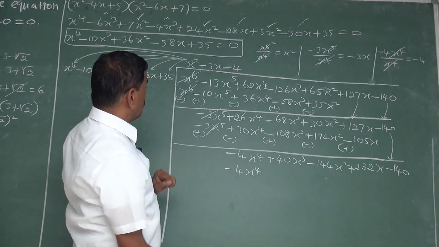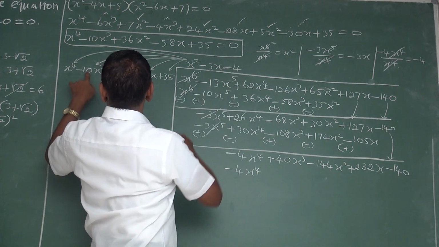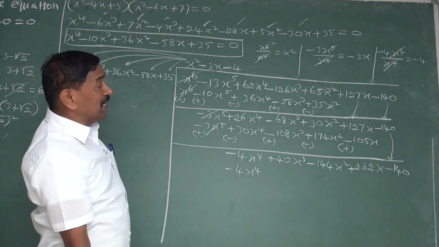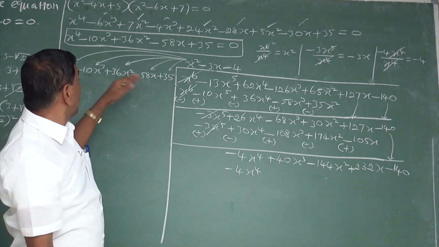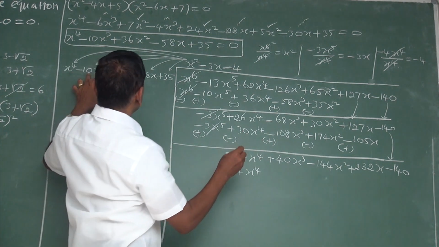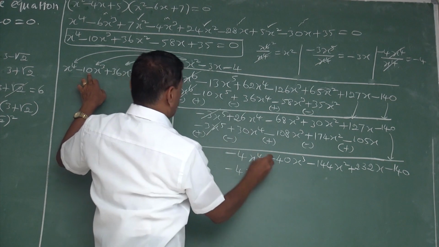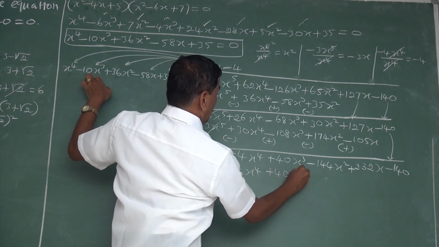Okay. Now, minus 4 into minus 10x cube. Can you tell me what is the answer? Very good. Minus 40 x cube? Yes, your answer is correct. Minus into minus is plus, and 4 tens are 40. So plus 40 x cube.